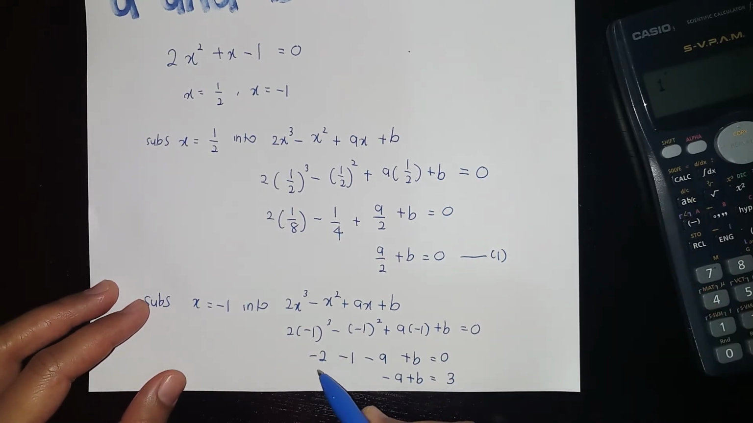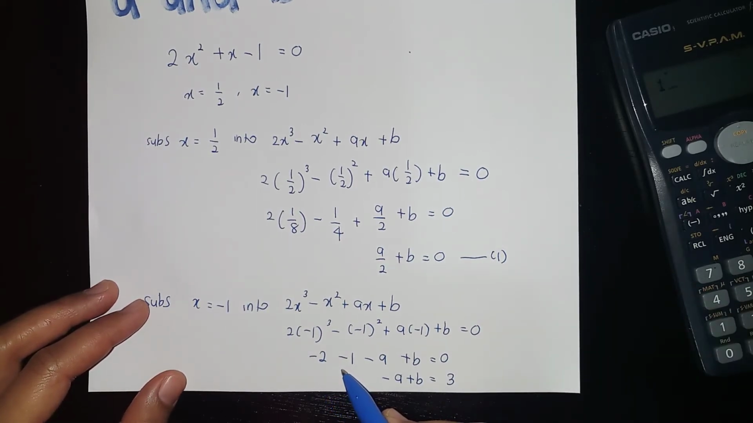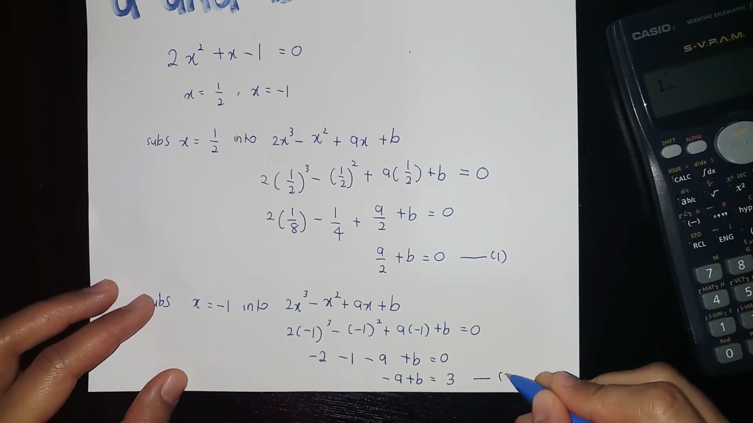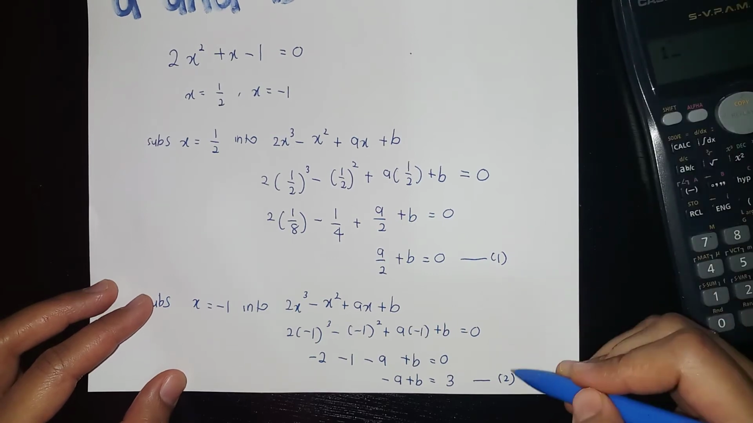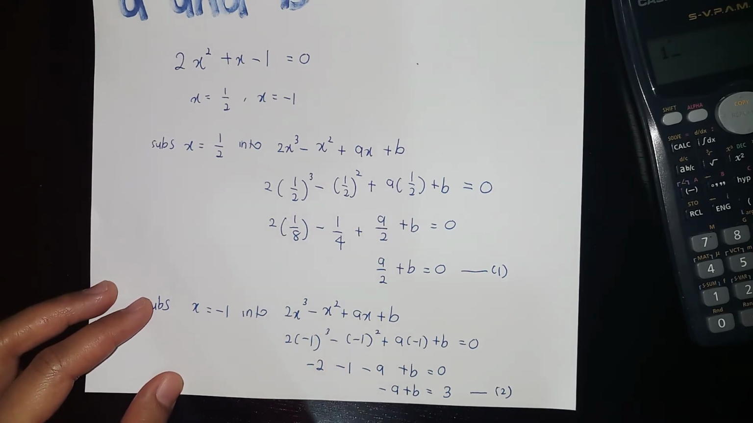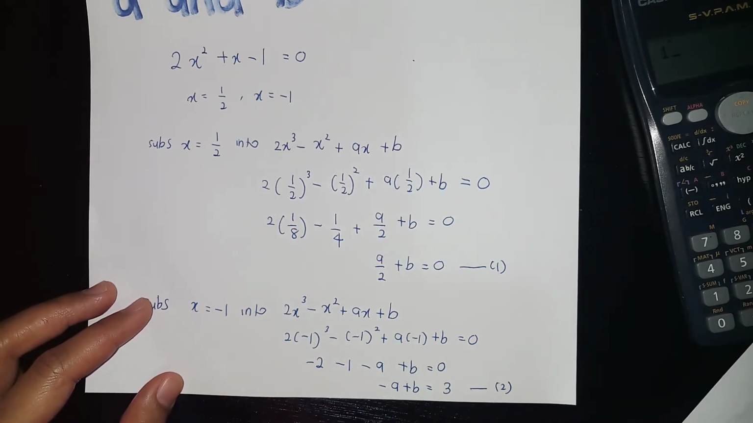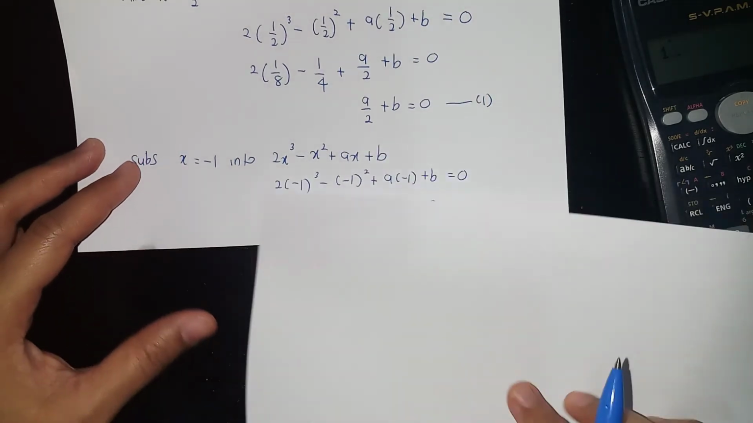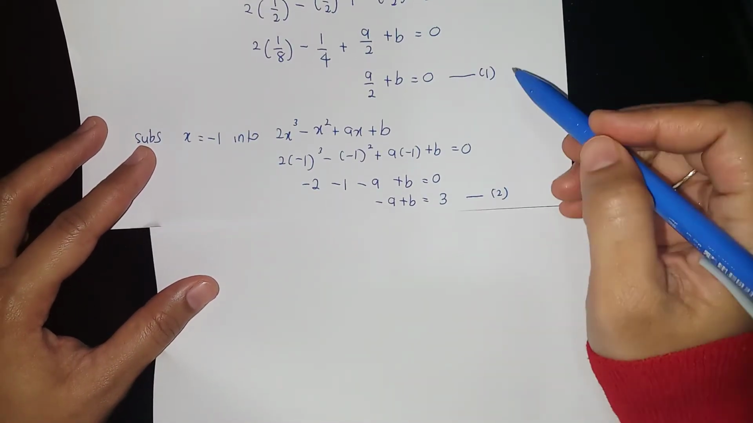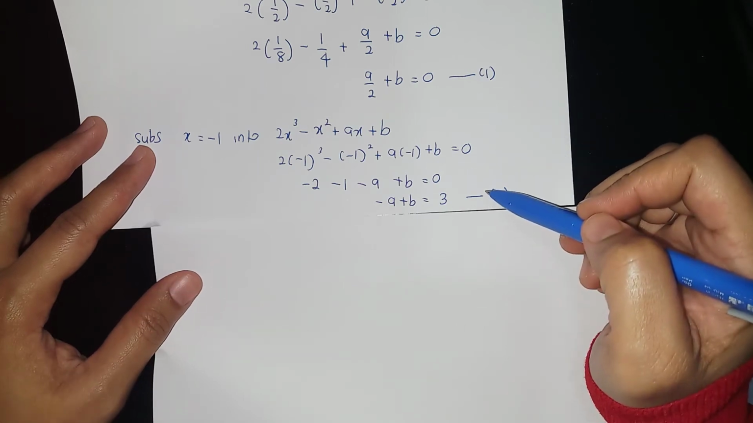Okay, negative 2, negative 1, you get a negative 3. I bring it over here. So this is my second equation. We have two equations with two unknowns. So how do we solve this? Is by using the simultaneous equation. So let's just solve this. Okay, solving the first and second equation together. Okay, so this is the first equation, second equation.